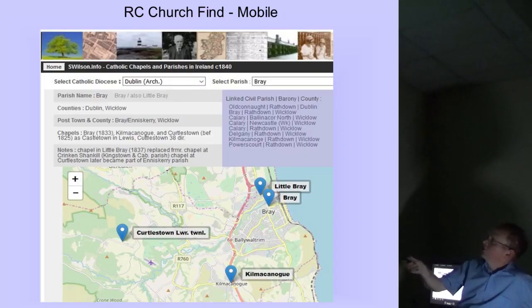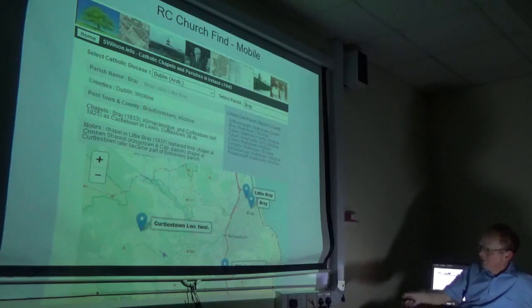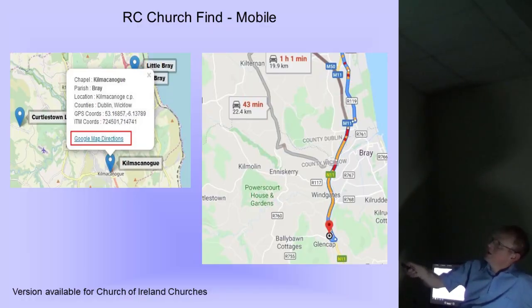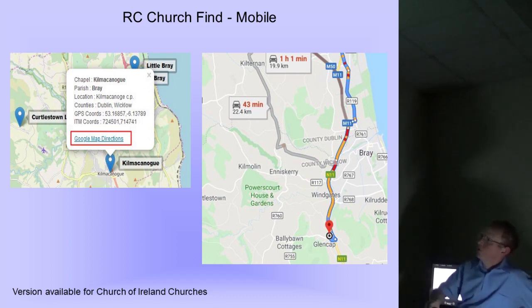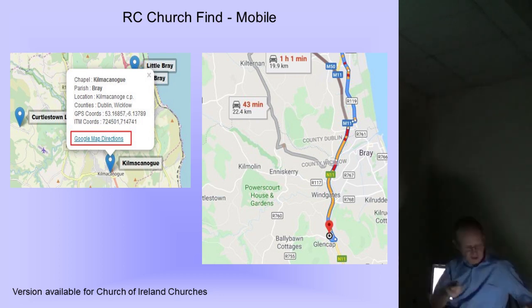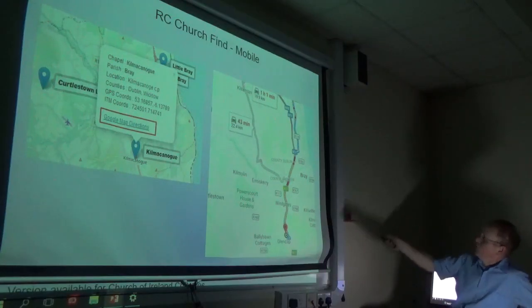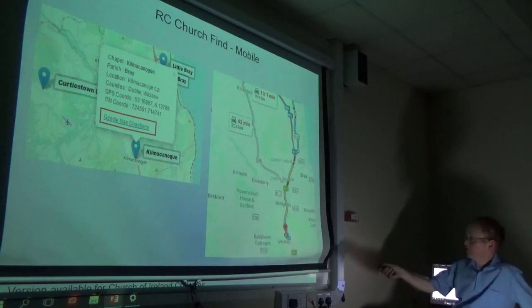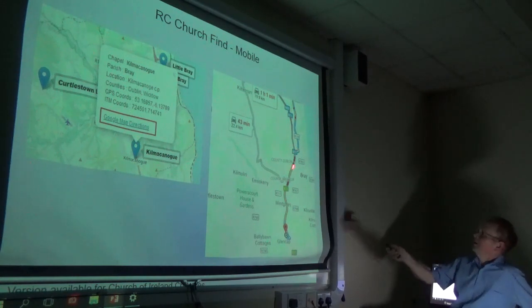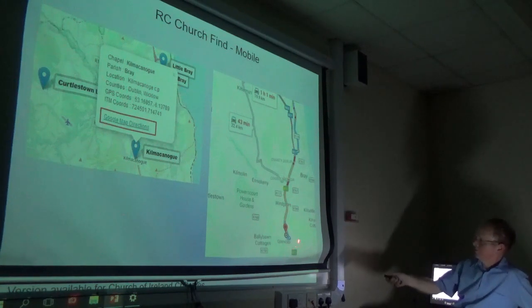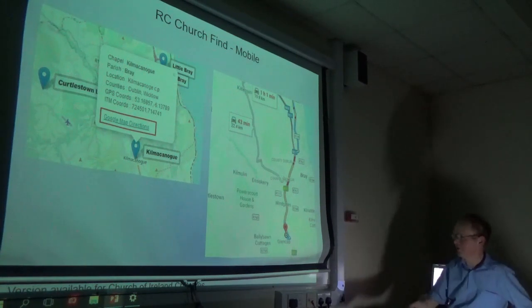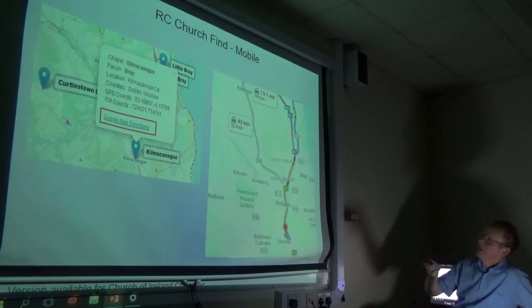So I pick Bray, Dublin Archdiocese, Bray, and it gives you the chapels. If you click on any of those, it gives you the details and coordinates, but there's also that one, Google Map directions. If you do that, you will get a security question usually, are you sure you want to allow this application to access Google Maps? And it'll give you directions from where you are currently sitting to that chapel, or where that chapel used to be. So that was me sitting at home saying, that's how we get to Kilmechanic. I know the churches anyway, so.